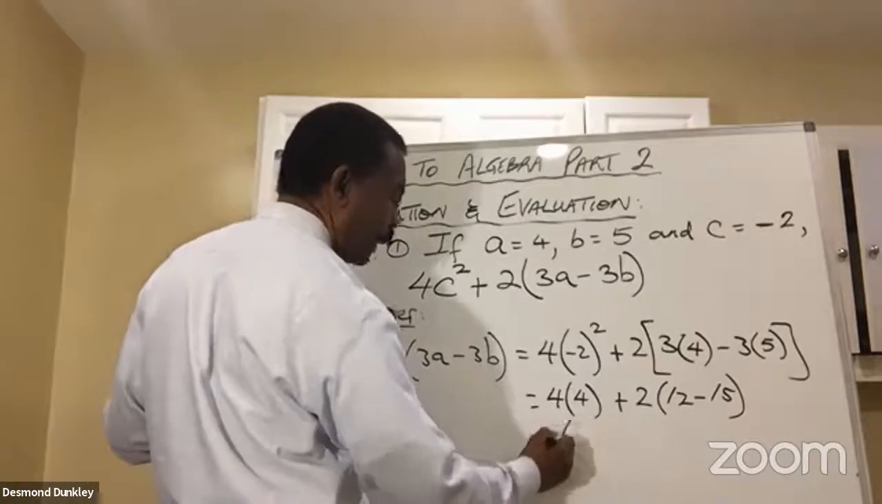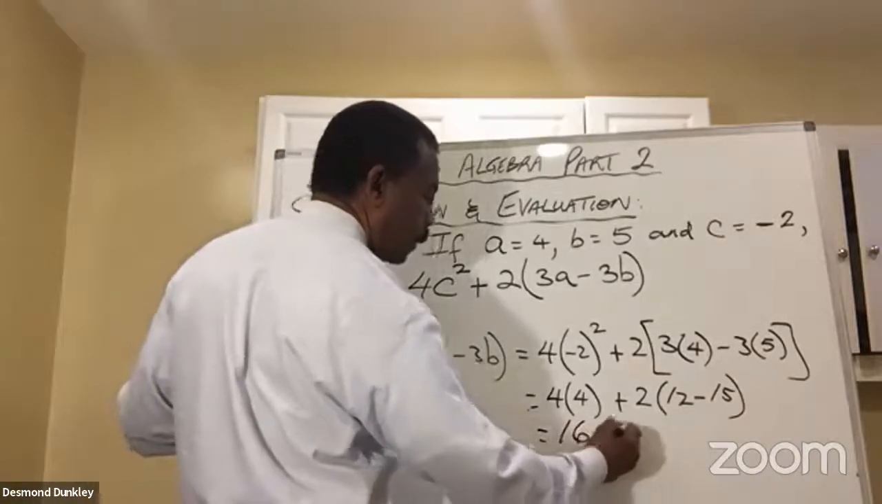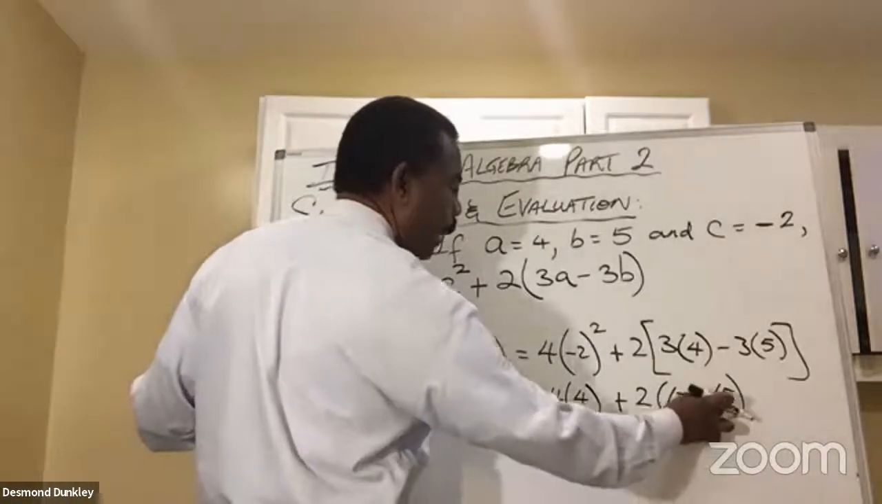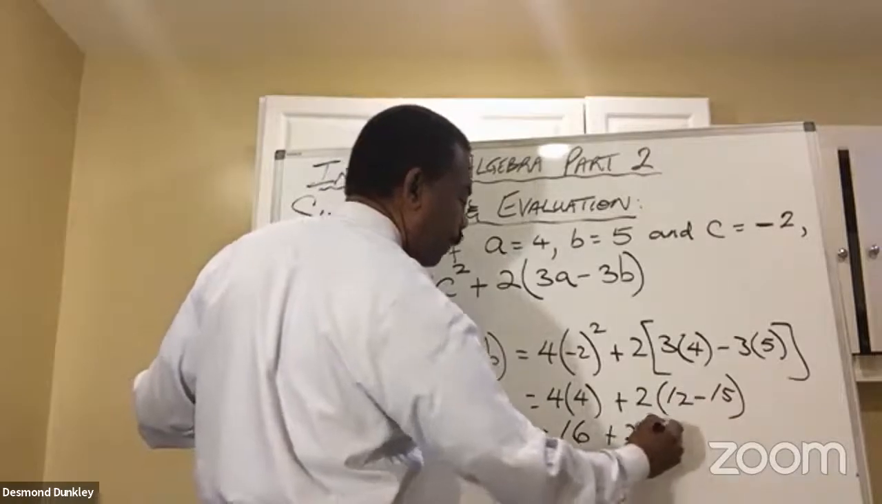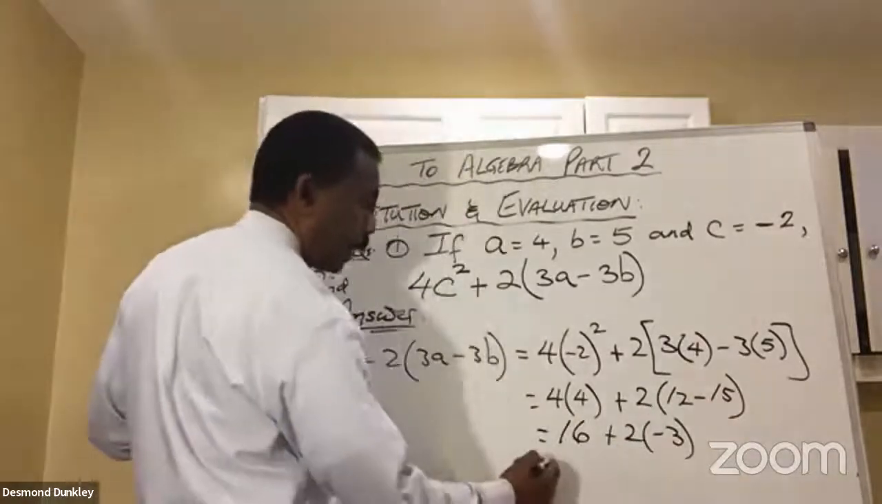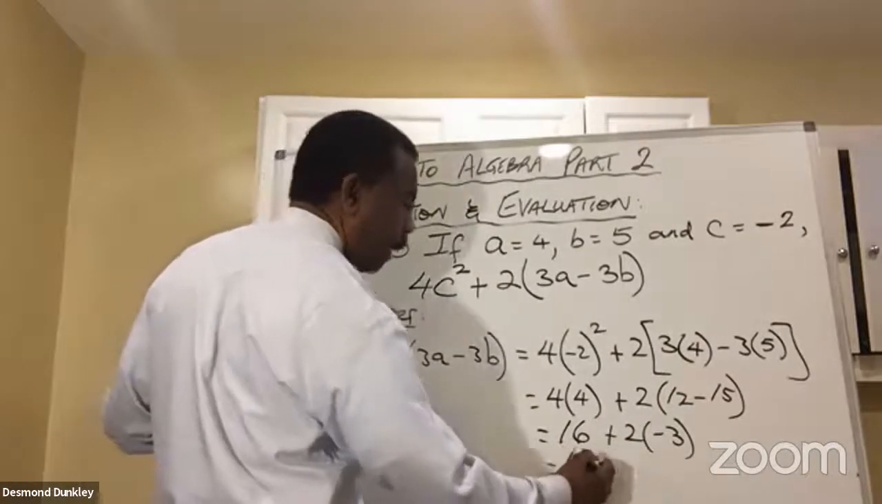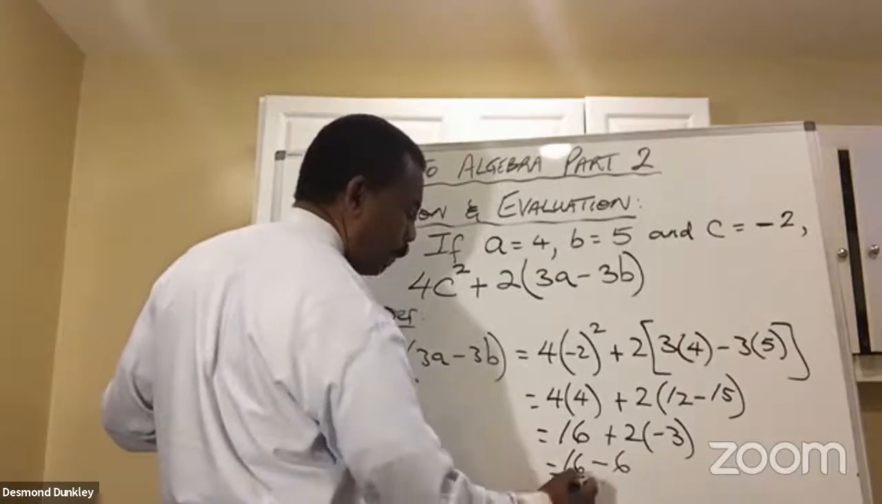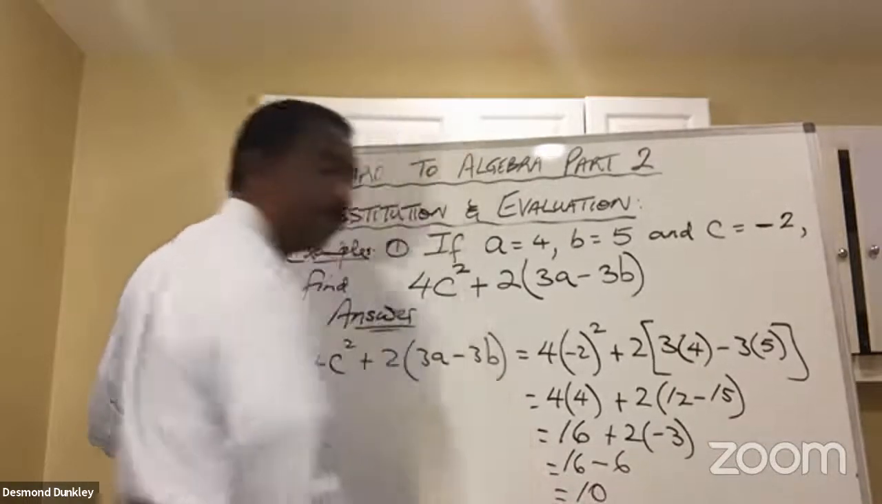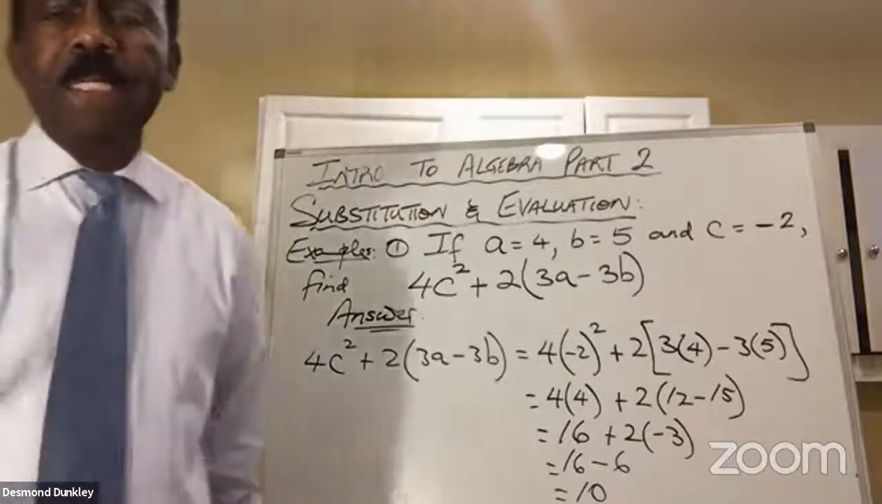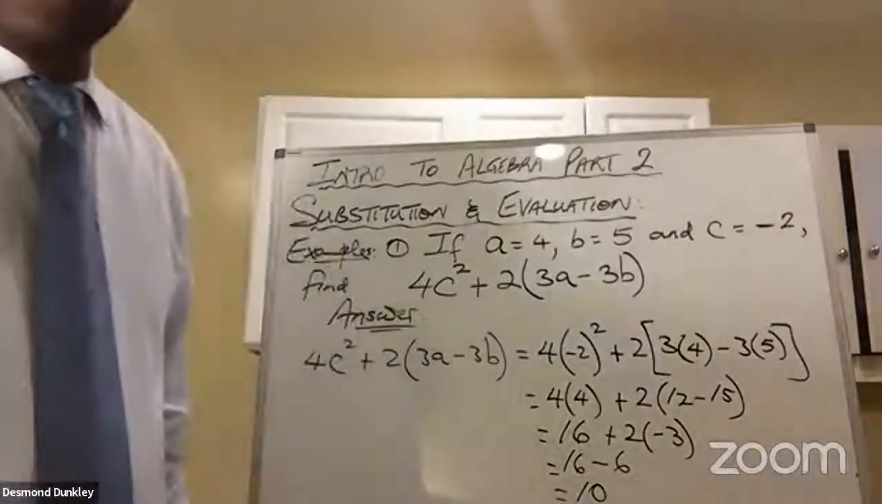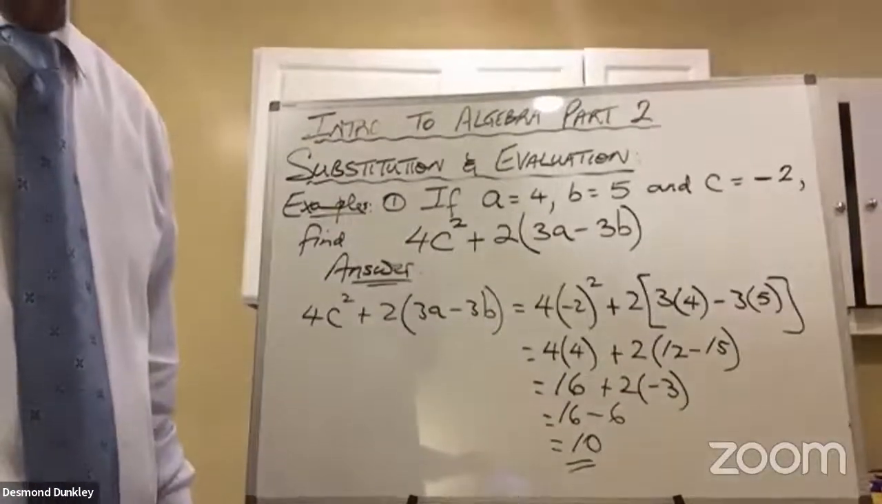So what do we end up with? 4 times 4 is 16, plus 2 times 12 minus 15 is negative 3. So what does that give us? 16 minus 6 gives me an answer of 10. Final answer is 10. Okay, can we see the 10? There's a 10 right there.